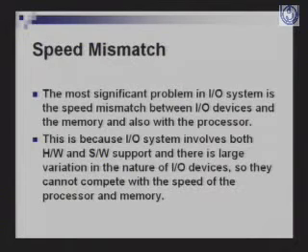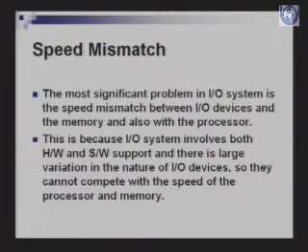So in order to handle the mismatch of the speed, several concepts were introduced. The most significant problem in the I/O system is the speed mismatch between I/O devices and the memory, and also with the processor. This is because the I/O system involves both hardware and software support, and there is large variation in the nature of I/O devices.